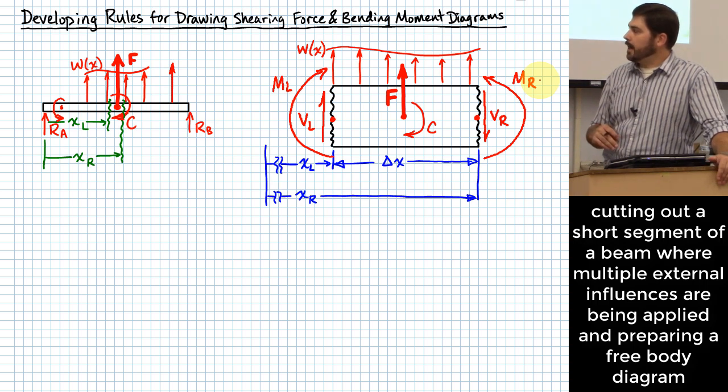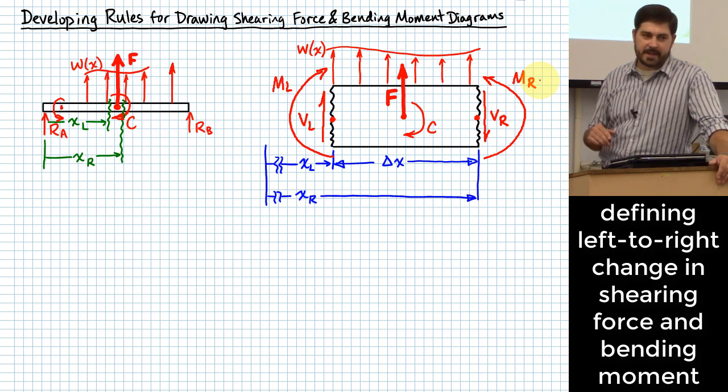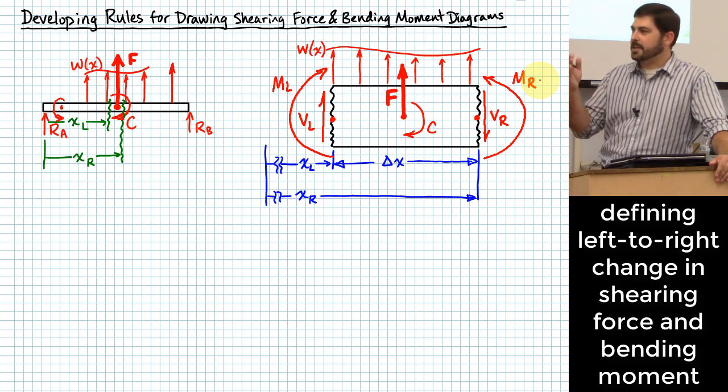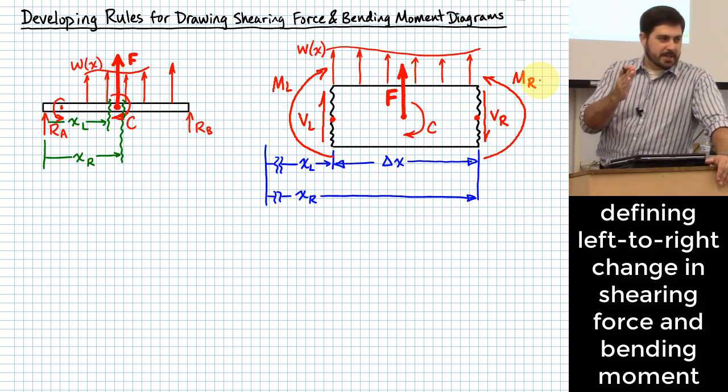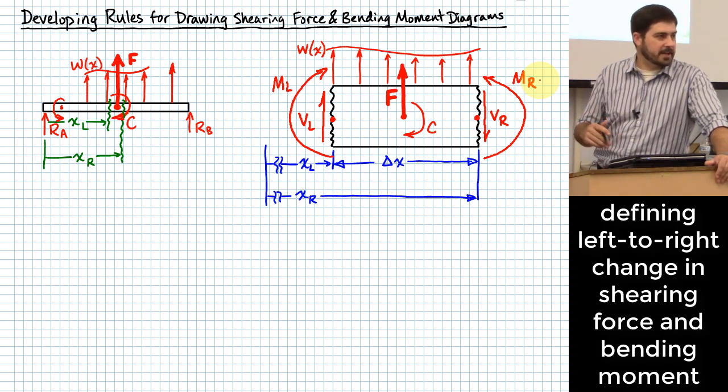One other thing, let me define a couple of things. You might notice there that I defined the difference between XR and XL as delta X. You see that? That makes sense, right? It's the difference in our X coordinate going from the left end of this little chunk to the right end of the little chunk. So we're going to call that delta X.